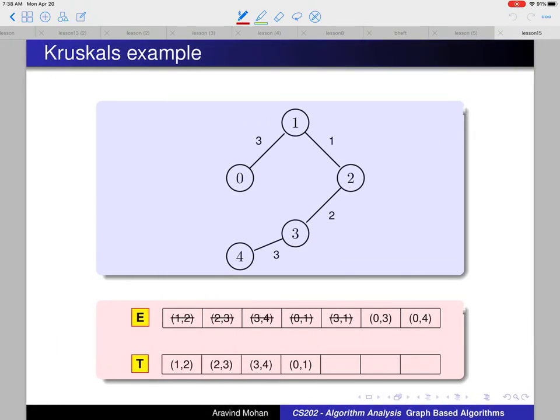So let's look at 3 1. 3 1 is right here. If I added 3 1, then it will simply lead to a cycle right here, you see. So 1, 2, and 3 would form a cycle. We don't want to do that. If an edge would lead to a cycle, then we don't add that to our T. We simply remove that from the edge set.